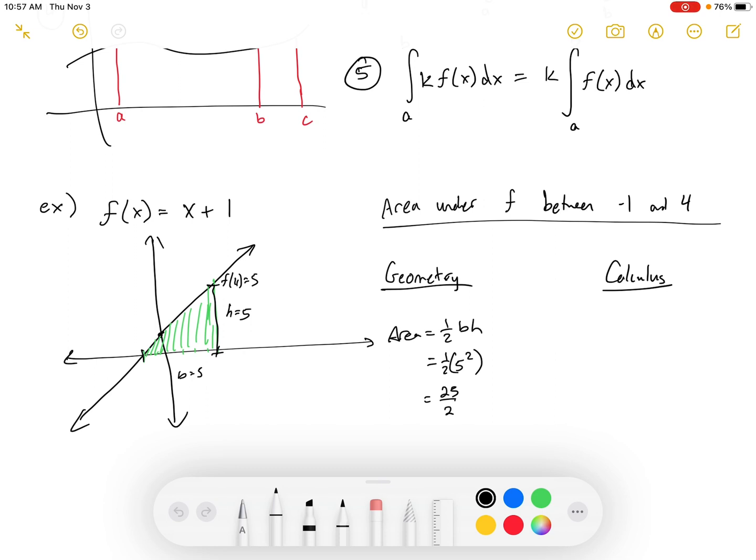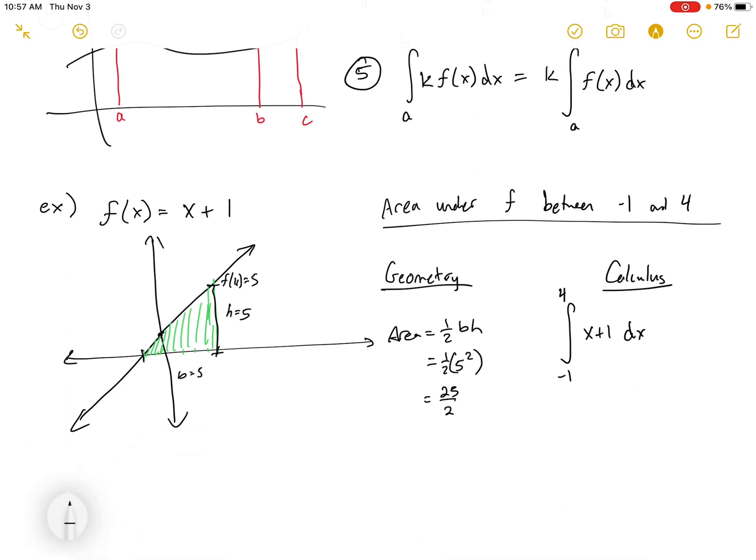The calculus method, right, is simple. That's just saying from -1 to 4 of my function x plus 1 dx. And you might say, how on earth are we going to get 25 halves in there? Well, it's going to be kind of cool, right? So we're going to take the antiderivative of x plus 1, which is, of course, 1/2 x squared plus x, and we're going to evaluate that at -1 and 4.